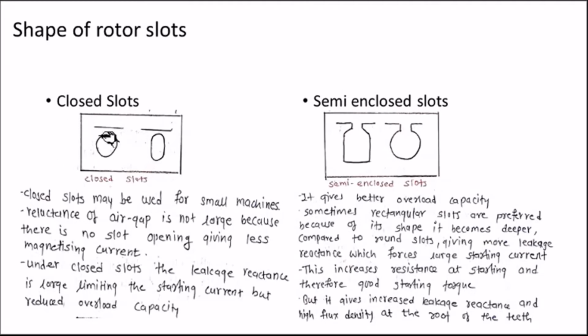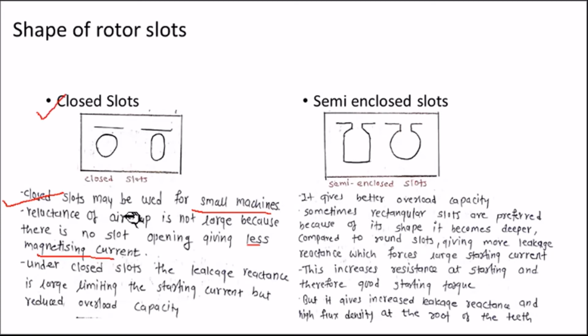Now consider closed slots. This is the diagram for closed slots. Now why are we preferring closed slots? Generally closed slots are preferred for small machines. Now what is the advantage of using closed slots? The magnetizing current is less. If you are using closed slots in your motor, then the magnetizing current is less, and if your magnetizing current is less, automatically your power factor will improve. So if you want better power factor, you must prefer closed slots.